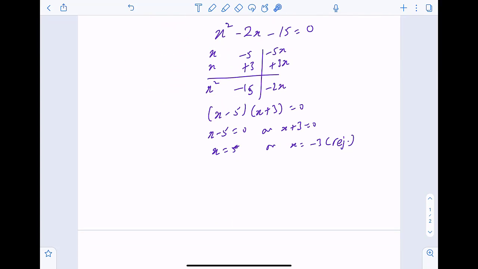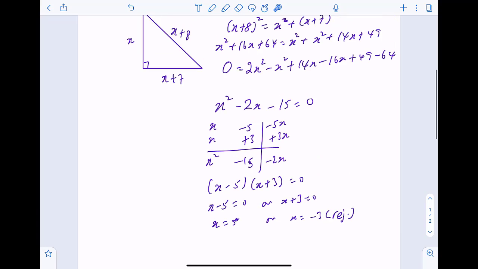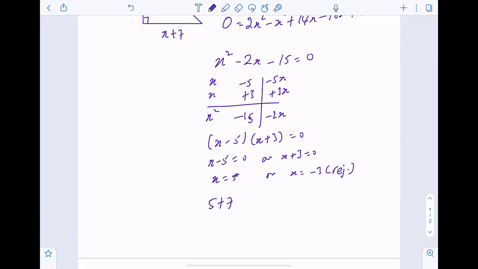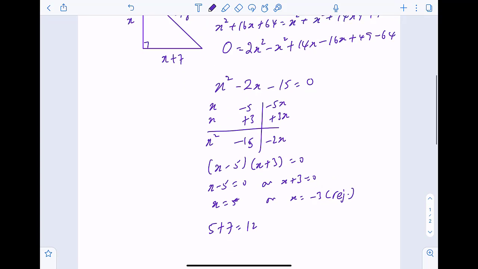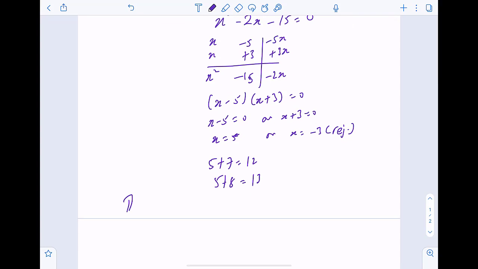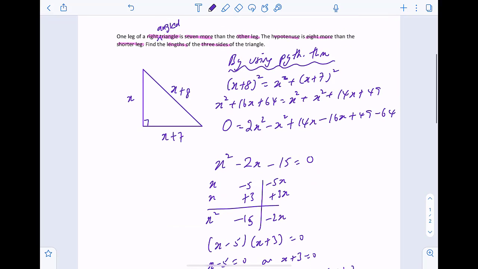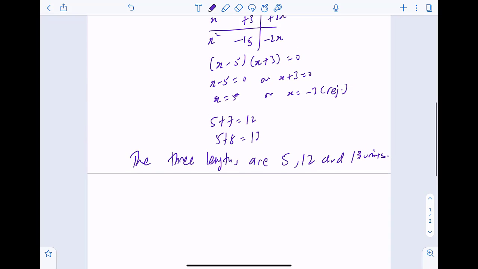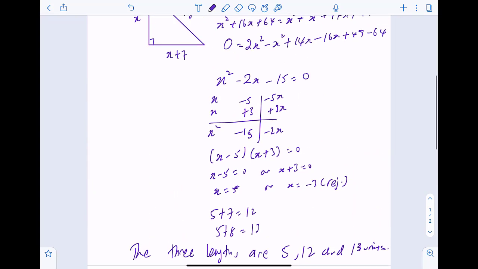Alright, so one of the lengths is x, the other one will be x plus 7. That will be 5 plus 7, that will be 12. And yet the other length will be 5 plus 8, 13. The 3 lengths are 5, 12, and 13 units. Since it's not cm or meters, we just put units there. Final answer, 5, 12, and 13 units.